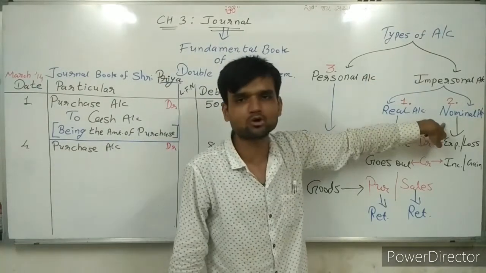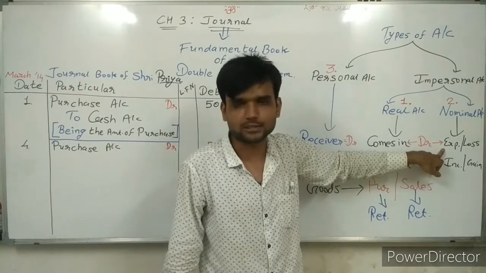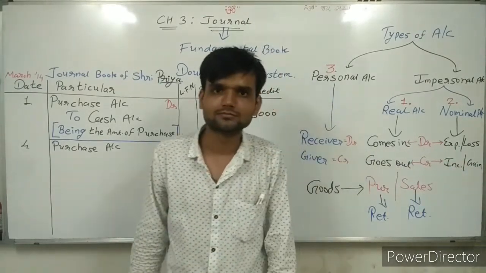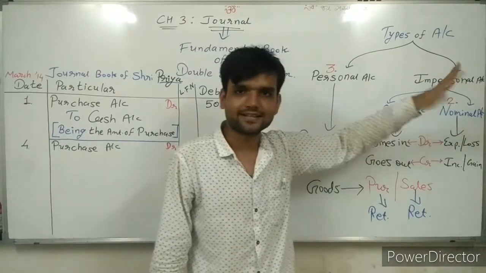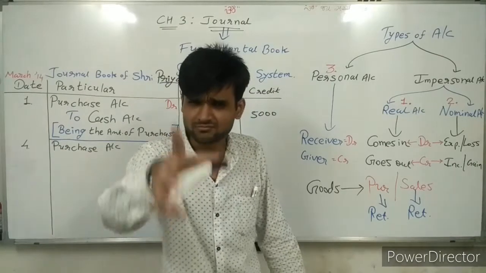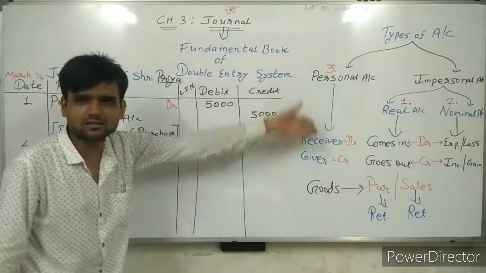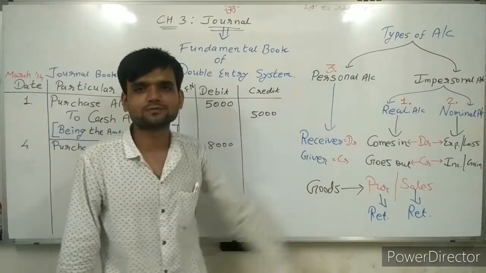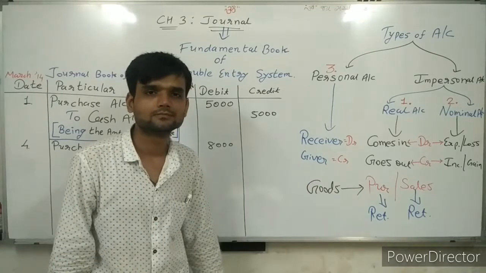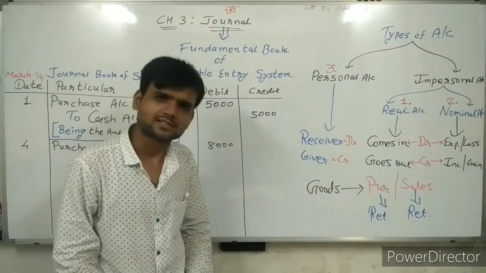And now think about nominal account. Expense, loss. Is it expense? No, sir. Loss? No. Income, gain? No. So cancel nominal account. Like that, cancel. Think about personal account. Now think. Receiver or giver?